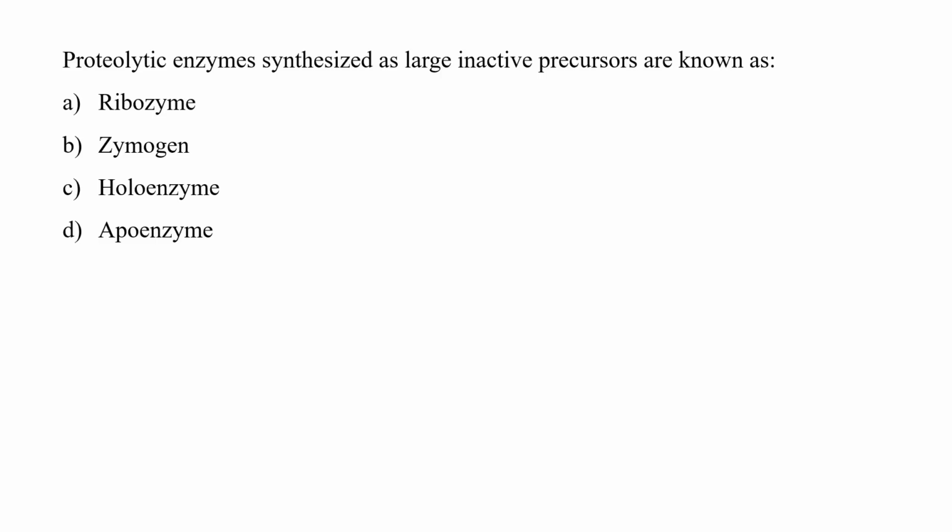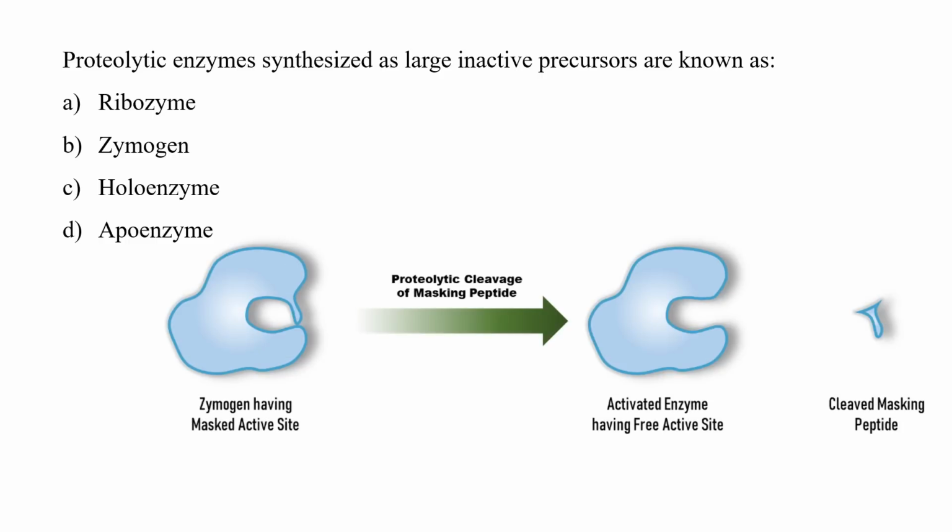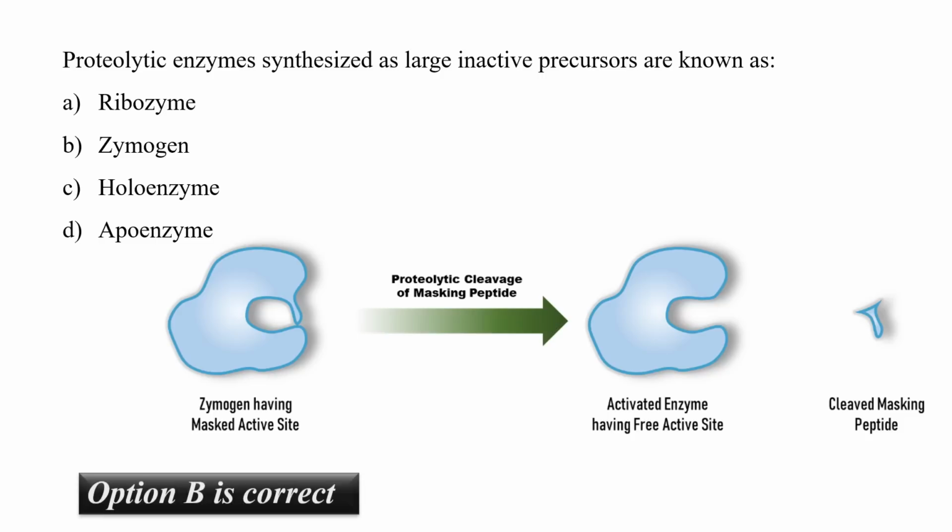Proteolytic enzymes are synthesized as large inactive precursors, which are also known as proenzyme or zymogen. For example, pepsinogen is a zymogen which remains inactive due to the presence of a 44 amino acid long masking peptide. Upon removing this peptide, it becomes the active form, pepsin. So, proteolytic enzymes synthesized as large inactive precursors are known as proenzyme or zymogen.